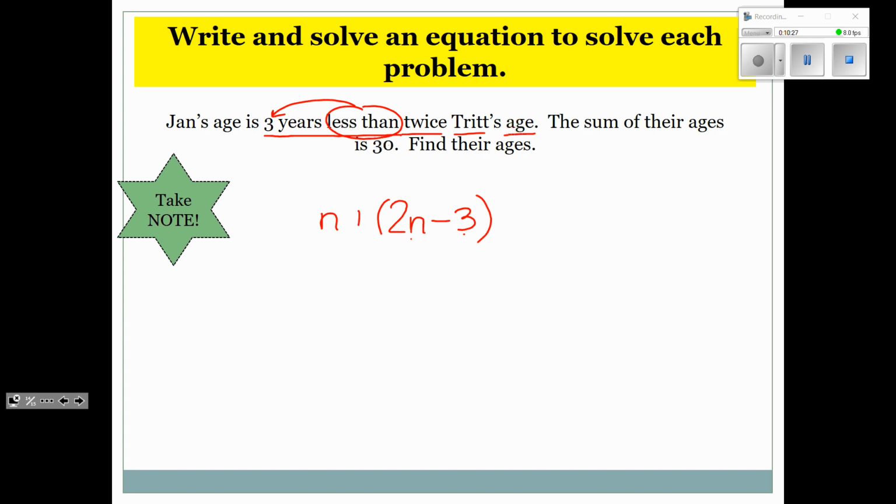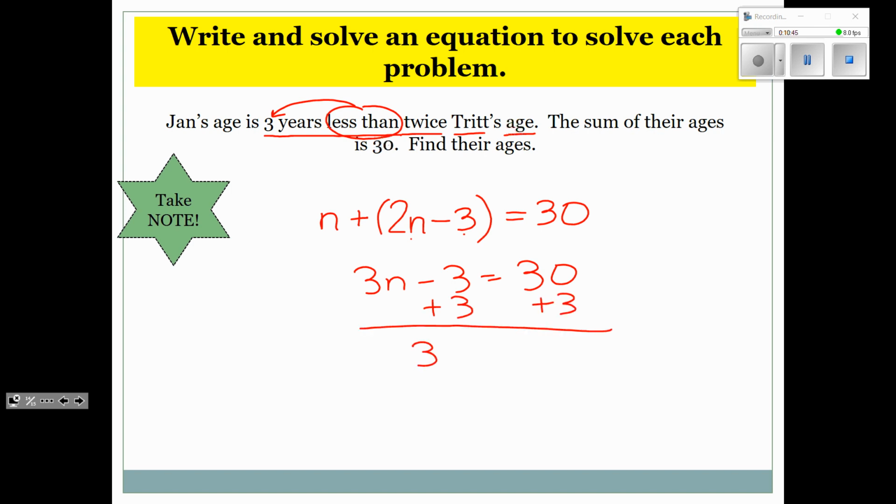The sum of their ages is 30. Again, with the commutative property, we look for like terms and combine them. We get 3n minus 3 equals 30. We add 3 to both sides. 3n equals 33, so we know one of their ages is 11.